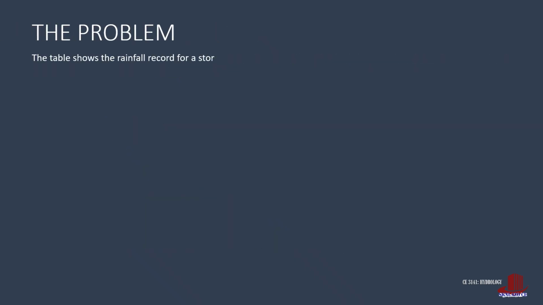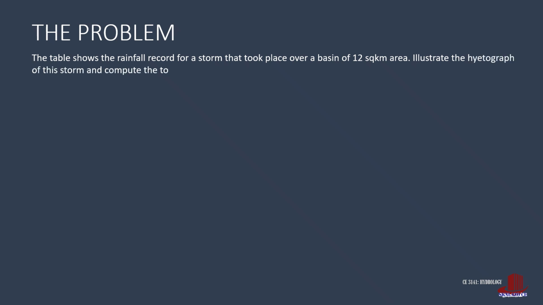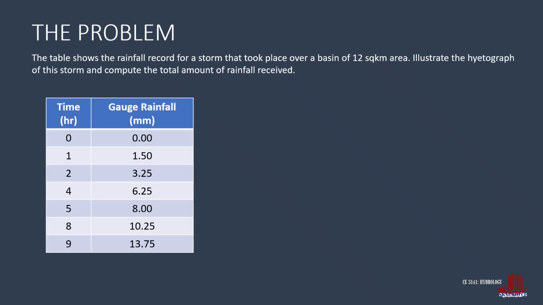A 9-day storm is recorded with the following data, and we are to draw the hyetograph and determine the total amount of rainfall received. Before doing any computations, analyze the given. Time is increasing, which means this is the accumulated time. The gauge rainfall is also increasing, so it is also the accumulated depths.